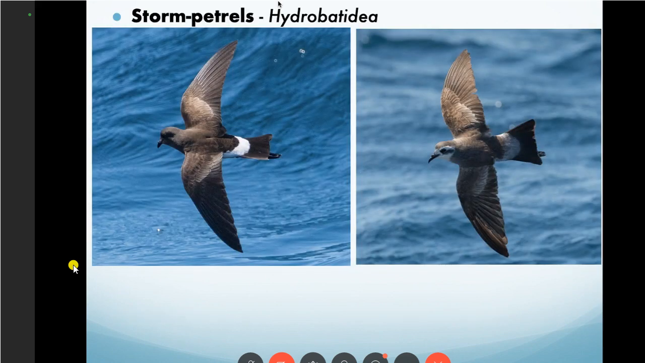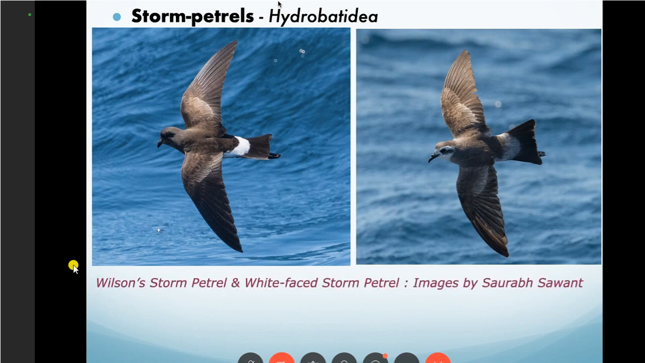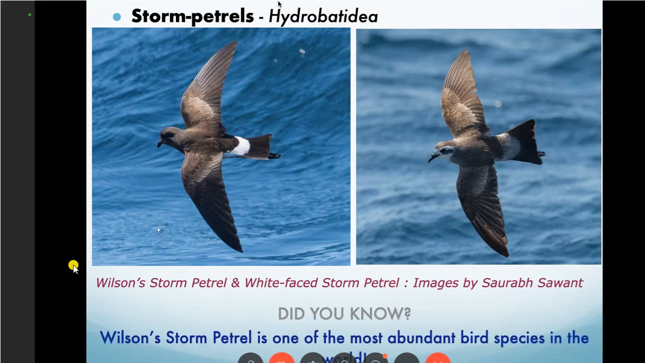Take a look at these small birds. These are storm petrels. On the left hand side is the Wilson's storm petrel, and on the right hand side is the white-faced storm petrel. Both these birds are very possible if you go for a pelagic from the coast of India. And there's some little trivia over here about the Wilson's storm petrel. It is one of the most abundant bird species found in the world.